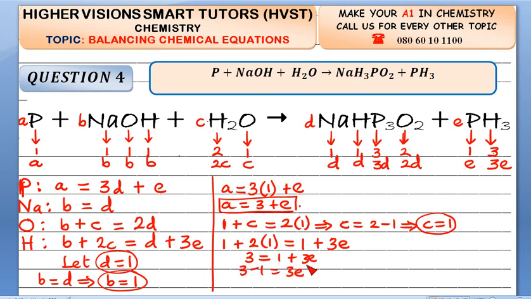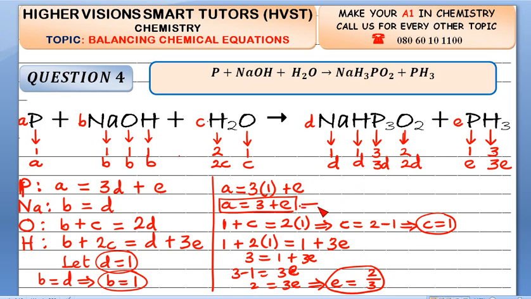Okay, it doesn't matter. 3 minus 1 is 3e, which shows that 2 is equal to 3e. So what's our e from there? Our e is 2 over 3. We've gotten e. So I'm set to get a.